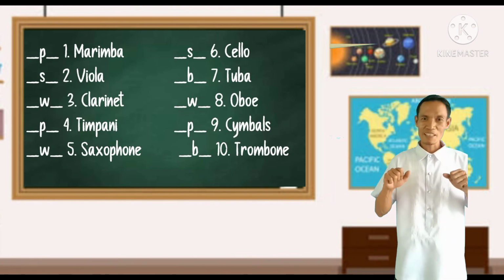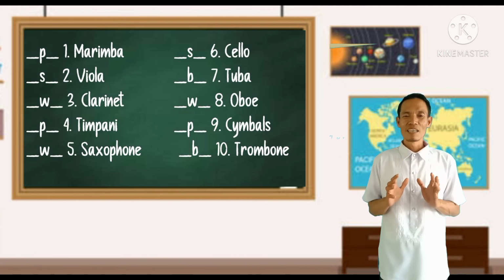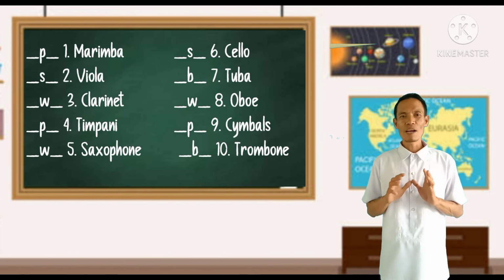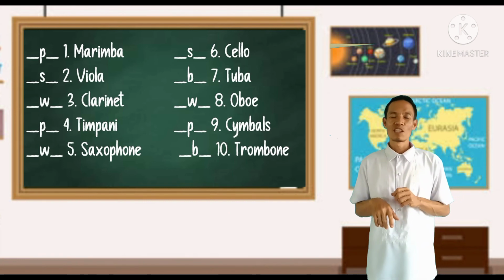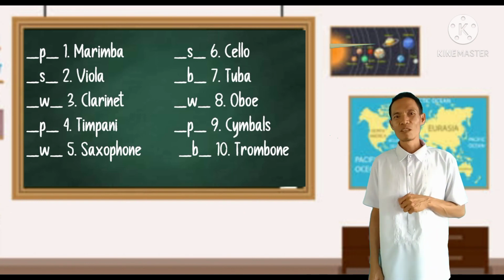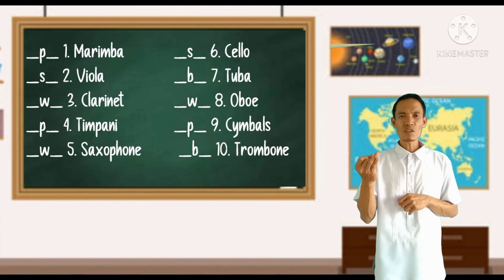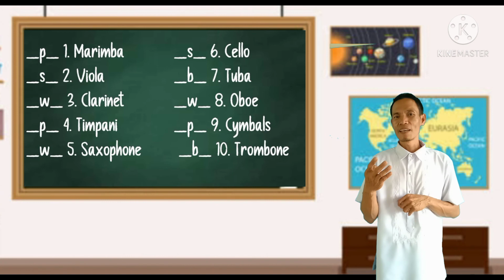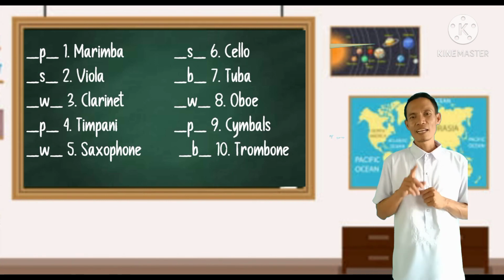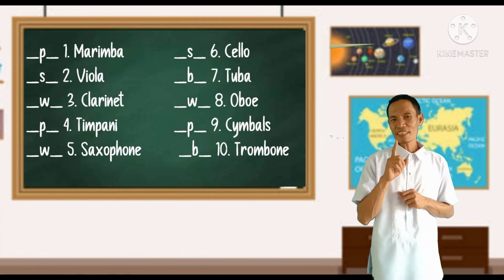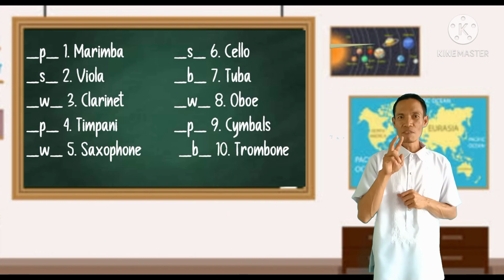Okay, children, let's check your answer. For number 1, marimba. Is it percussion, woodwind, brass, or string instrument? The answer is percussion instrument. Number 2, viola. What do you think? Is it string, percussion, brass, or woodwind instrument? The answer is string instrument. S. Number 3, clarinet. So clarinet is a woodwind instrument. So the answer in number 3 is W.